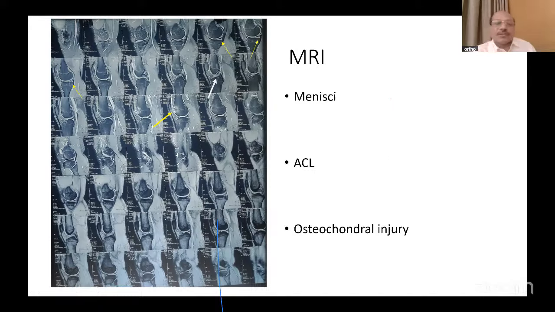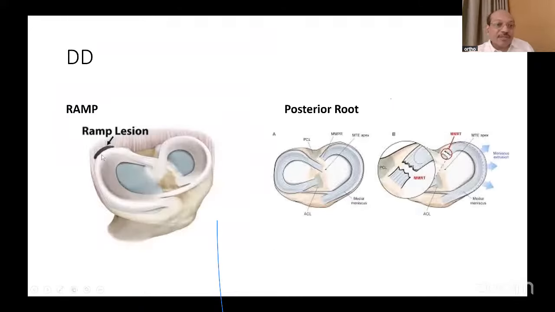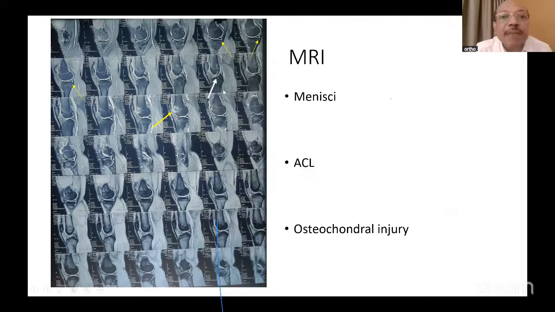Now the question is, which type of meniscal lesion? It may be a posterior root lesion, or it may be a ramp lesion. Basically, a ramp lesion is an avulsion of the meniscus from the posterior capsule, whereas a posterior root lesion is a radial tear of the root, as you can see here. The posterior root lesion is a very dangerous one, and you have to identify it and repair it. Whereas in the ramp lesion, you can see the vertical gap.